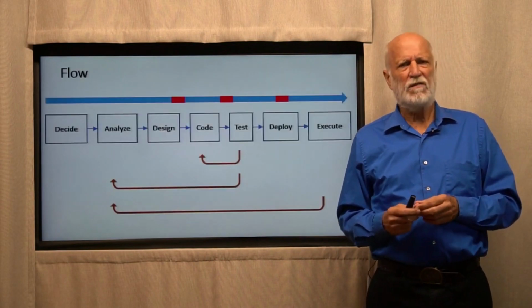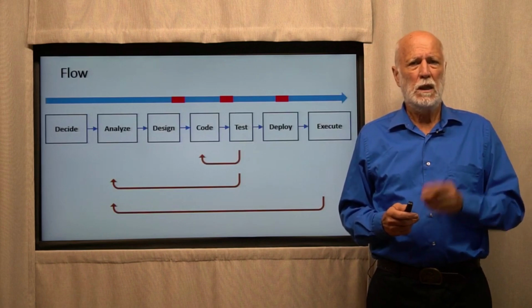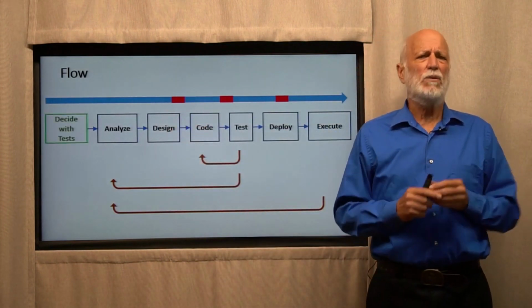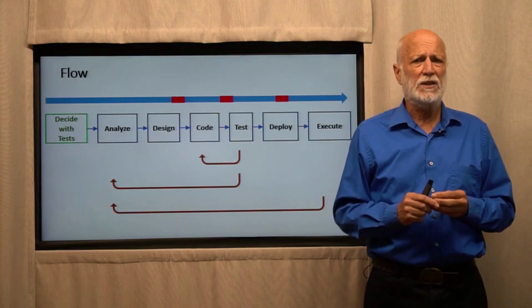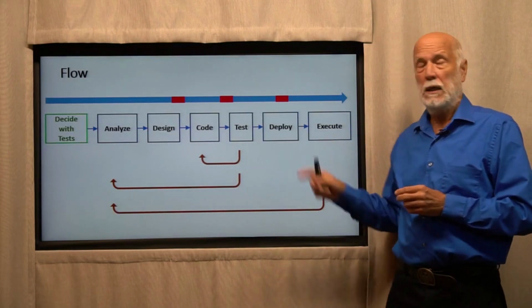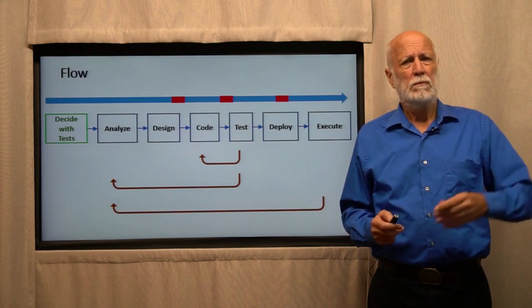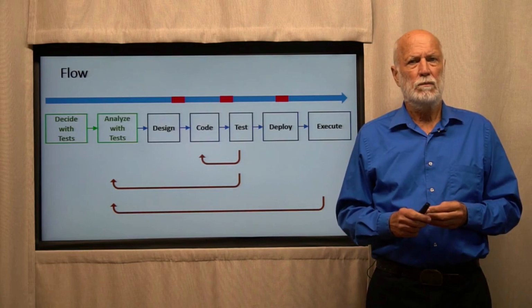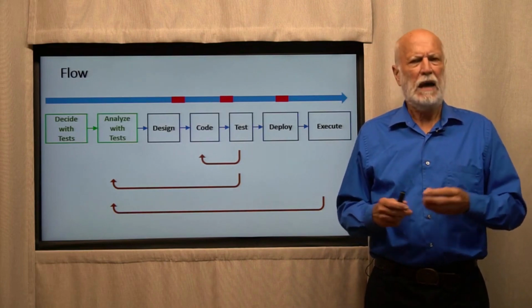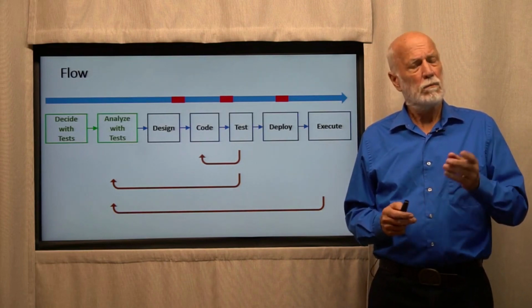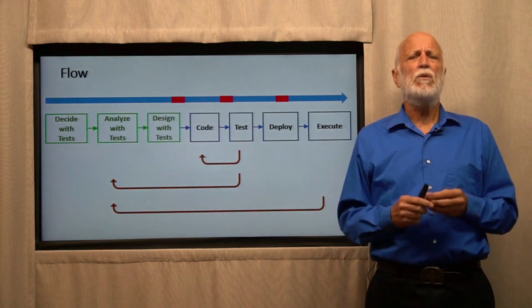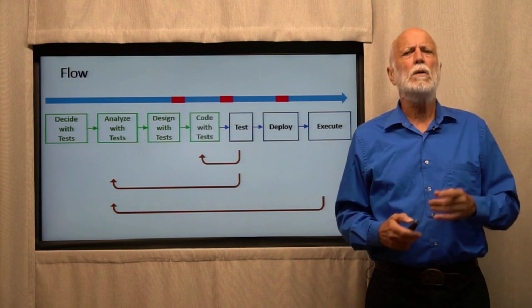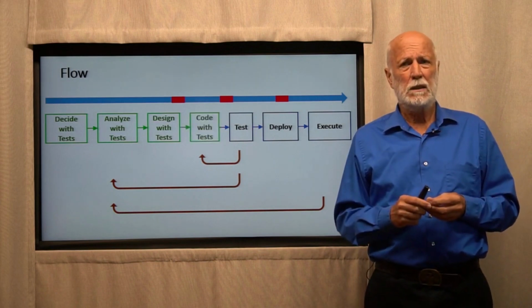And then we have our story test and our code test for that new feature. Now what happens with our flow when we do this? Well, at our decision point, we are going to decide with tests. We are going to create that hypothesis that we are going to check in production. When we analyze our requirements, we're going to analyze those with tests to make sure that we have a clear understanding. When we design, we're going to design with tests to make our code testable. And obviously, when we code, we're going to code with tests.